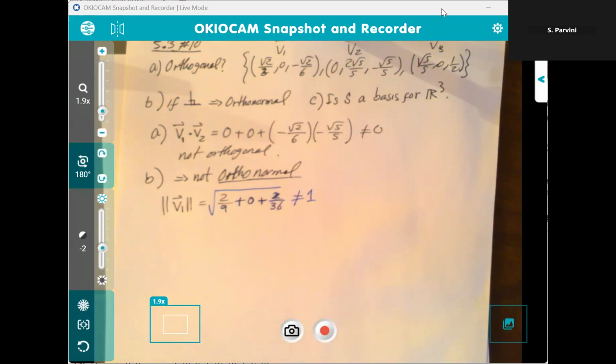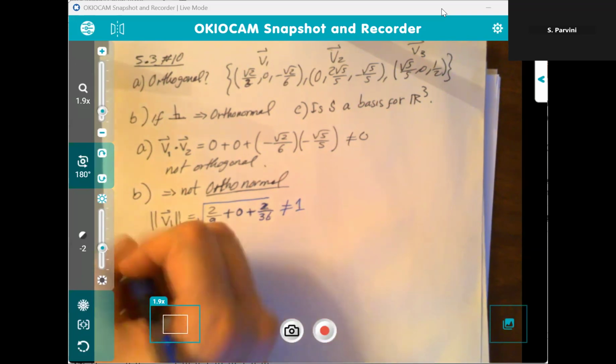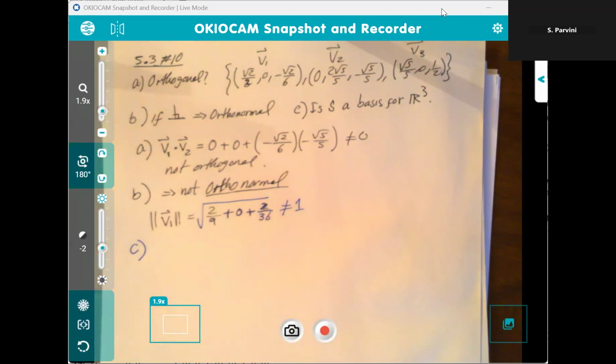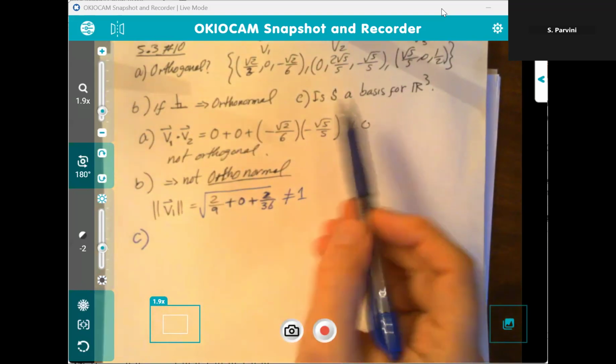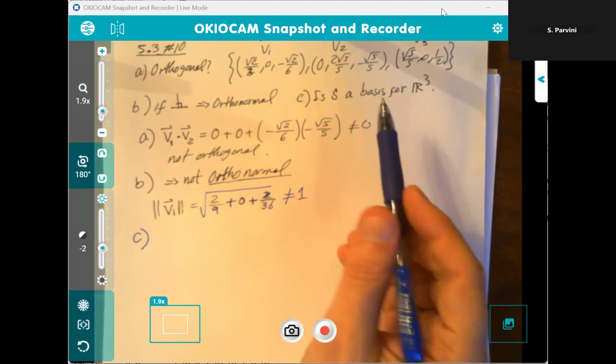Now, it still could be a basis, couldn't it? We just want to see if we have an orthonormal basis. All the bases that we worked with up until today did not have to be orthonormal. Like on the exam, we had bases that were not orthonormal. So let's see if S is a basis.